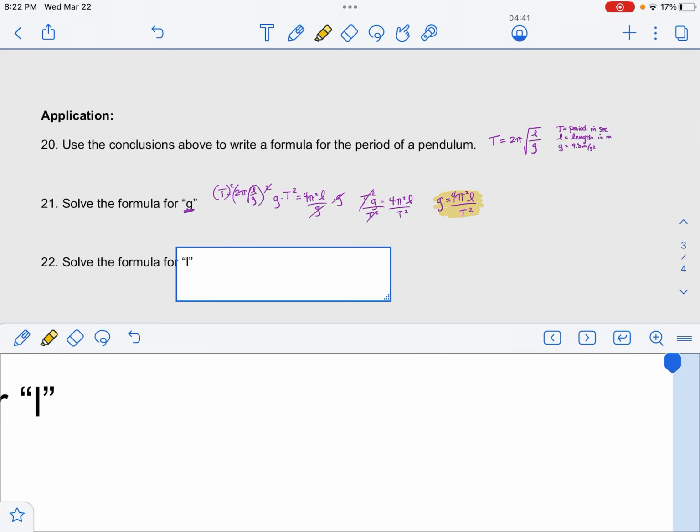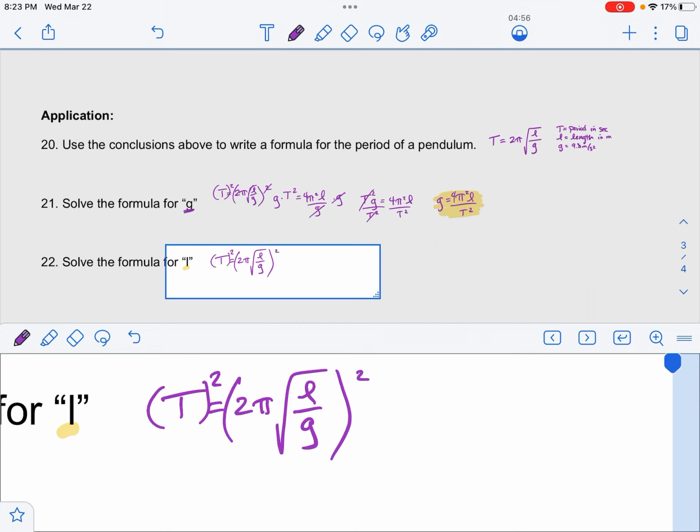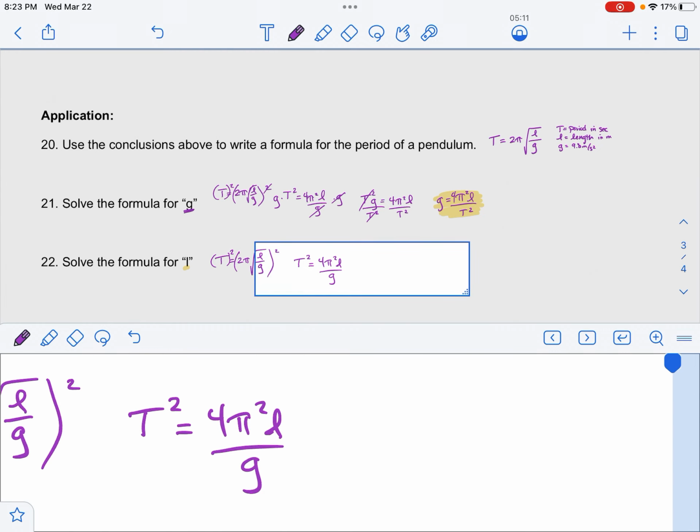All right, we're going to do this one more time. This time we're going to solve for L. So we're going to start again with our formula. T equals 2 pi square root L over G. Just like we did last time, we're going to square both sides and get rid of that square root sign. That's going to give me t squared equals 4 pi squared L over G. Okay, so I need to solve for the L now. So I'm still going to multiply both sides by G. I'm trying to get L by itself. So I have t squared times G equals 4 pi squared L.